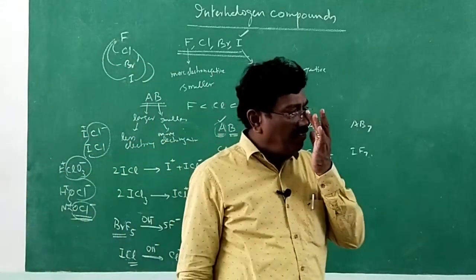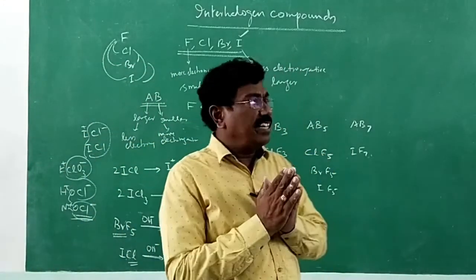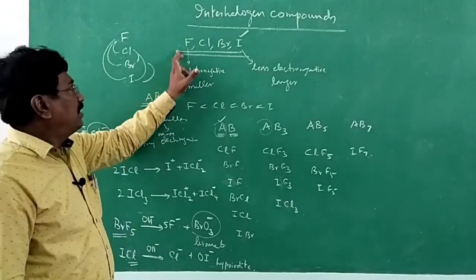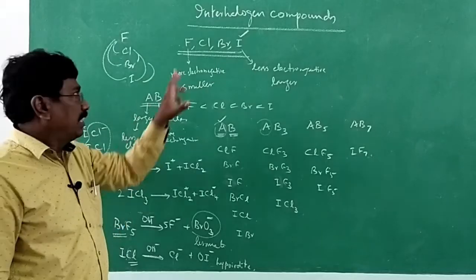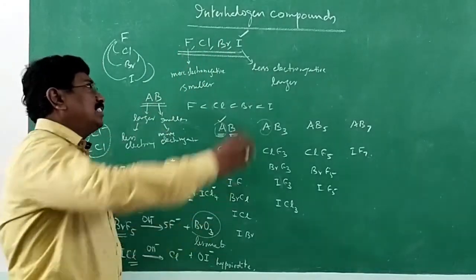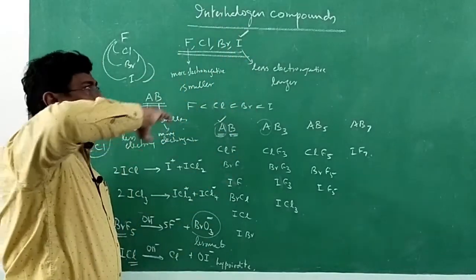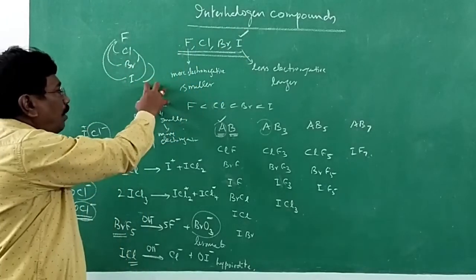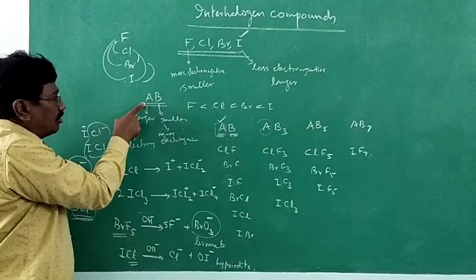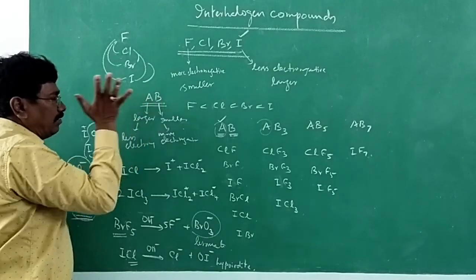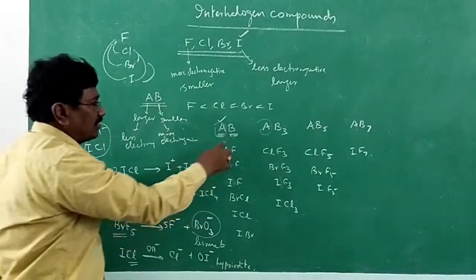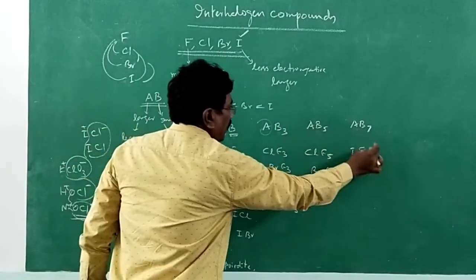What are the things we have discussed? Just let us recollect. Only 2 elements combine. Larger, smaller. Larger one will be the central metal atom. Less electronegative, more electronegative. If we illustrate in the form of AB, A is larger, less electronegative. B is smaller, more electronegative. Likewise it is formed. So always B is in the form of F. Always.